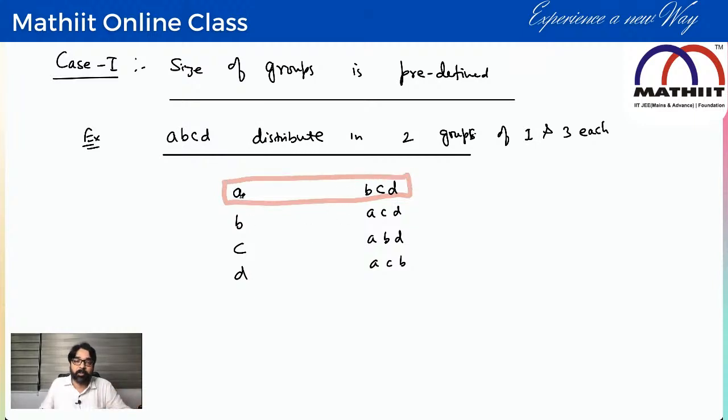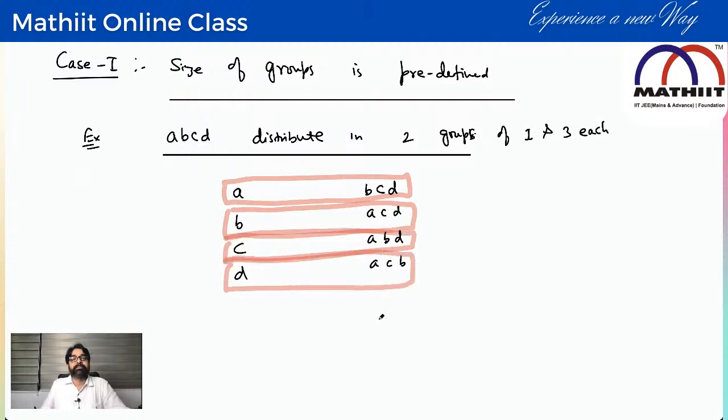First possibility, group 1 contains A and group 2 contains B, C, D. This is the second possibility, this is the third, and this is the fourth. That's all. This is what grouping means. I've taken a simple example so that you can understand the meaning, because solving questions is very easy, don't worry. So it means 1 object here and 3 objects here, every time.